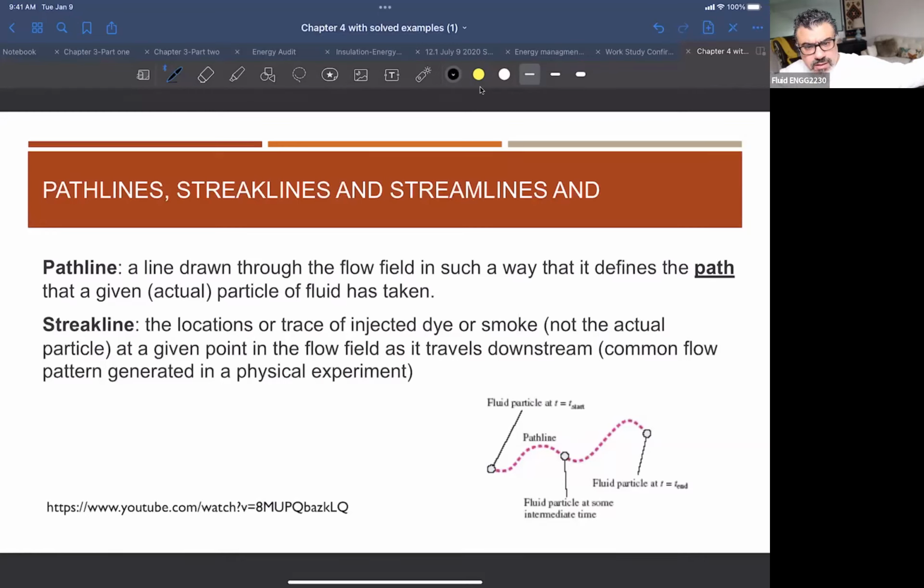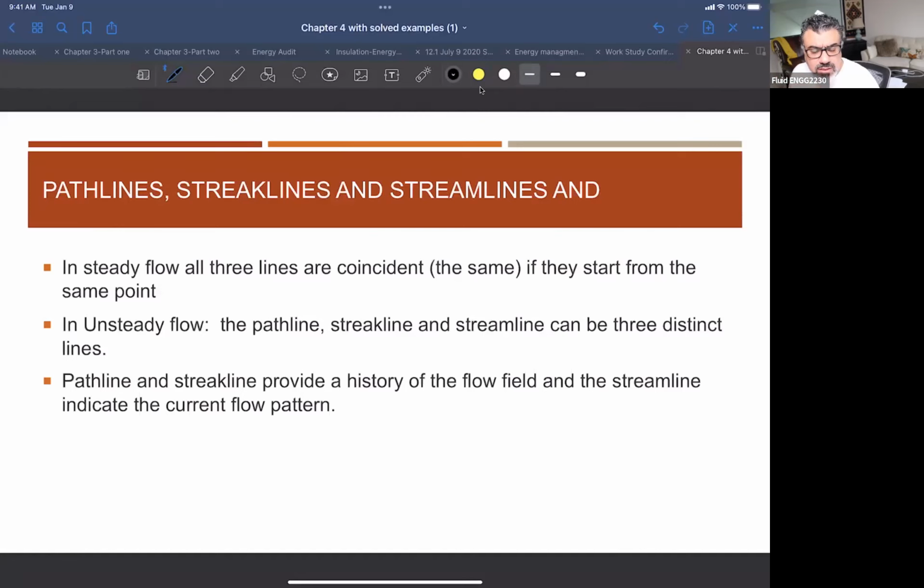Okay. Those three lines are all the same if you have a steady flow. If you have an unsteady flow, you have differences between path line and streamline. Why? Because the flow is unsteady, that means it is even locally changing with time. So the velocity vector, or the path of the particle, can be different from the tangent velocity at these lines. Okay.